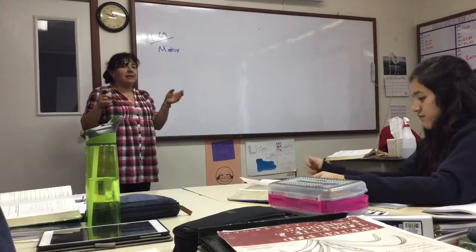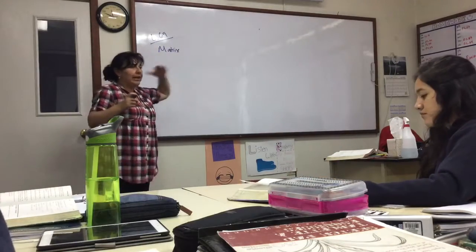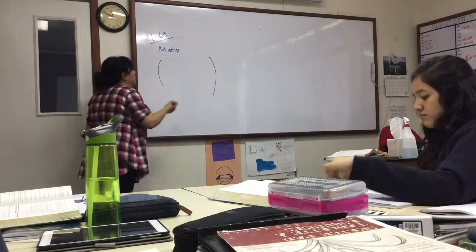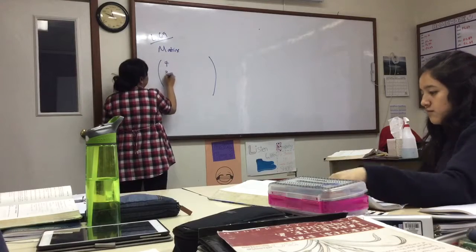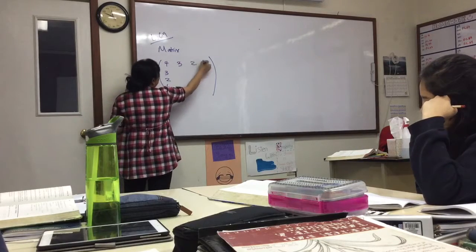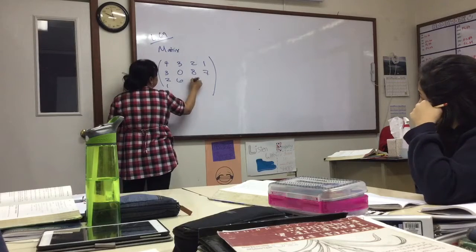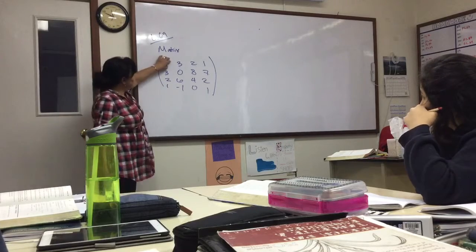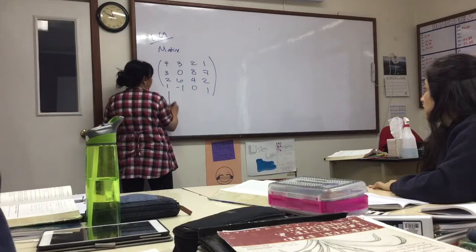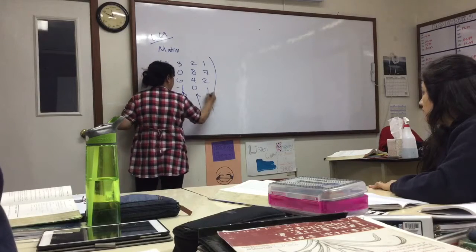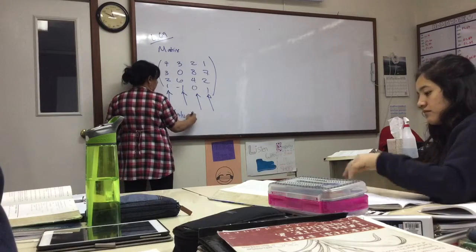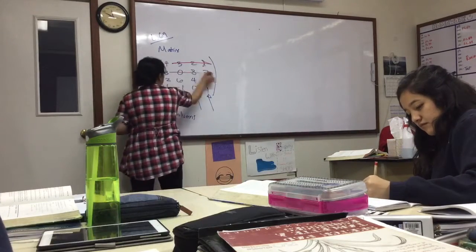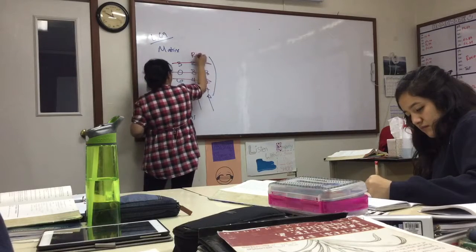using positions that tell you columns and rows, okay? So let's say that I've got 4, 3, 2, 1, 3, 2, 1, 0, 8, 7, 6, 4, 2, 1, 0, 1. Okay. This is a matrix. This is the first position. These are columns. Columns. Obviously, these are rows. Rows.